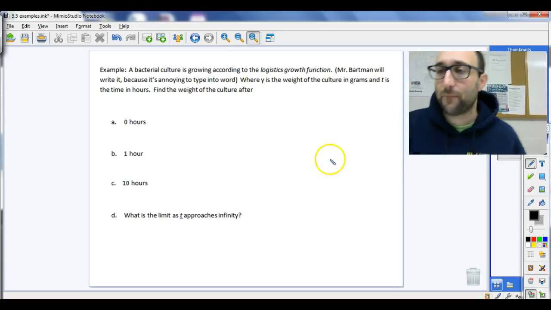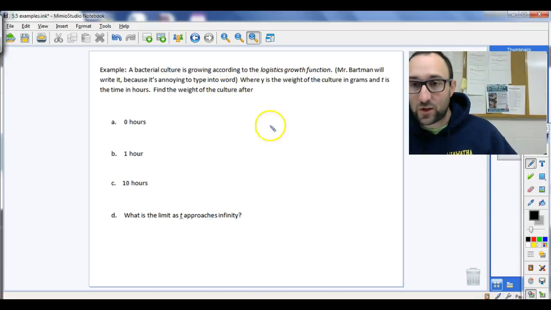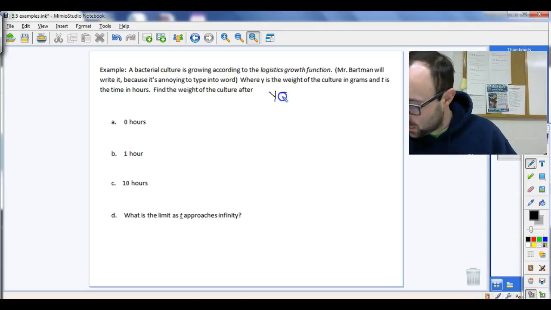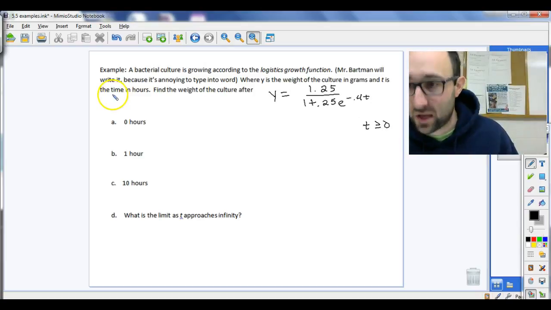There I am. Okay, so a bacterial culture is growing, and the logistical growth function, I'm going to write it out because it's annoying to type in Word. The logistical function is y equals 1.25 divided by 1 plus 0.25 e to the negative 0.4 t, where t has got to be greater than or equal to 0 because t is time, so t can't be a negative number.